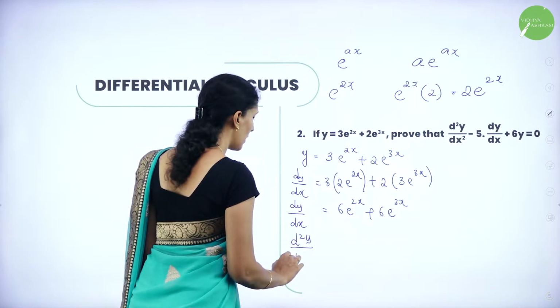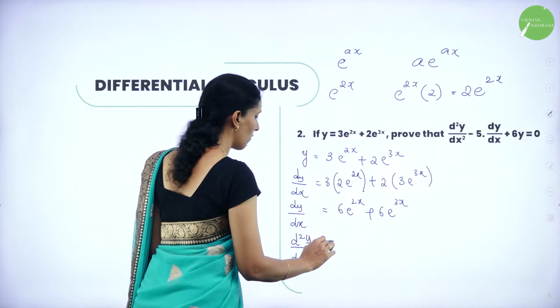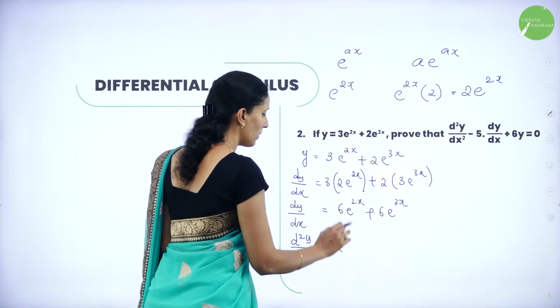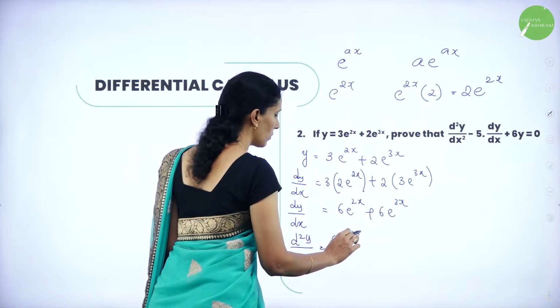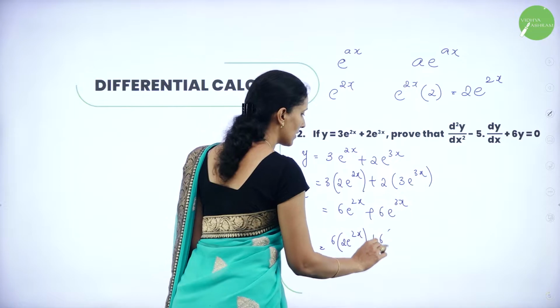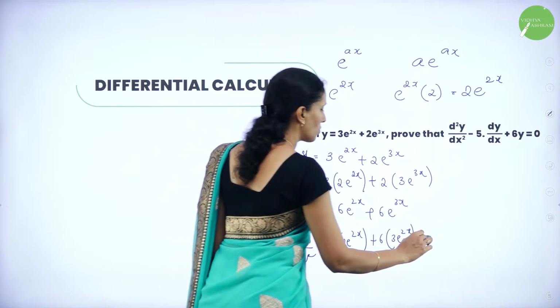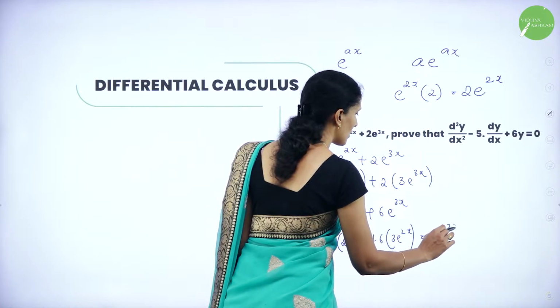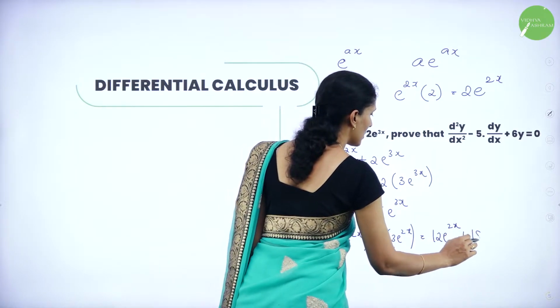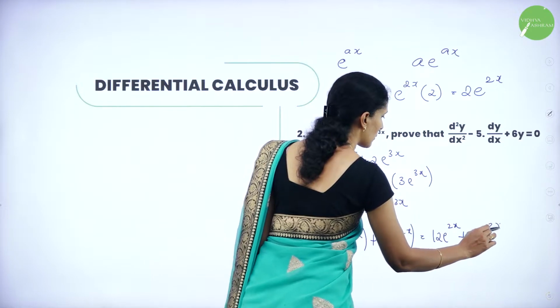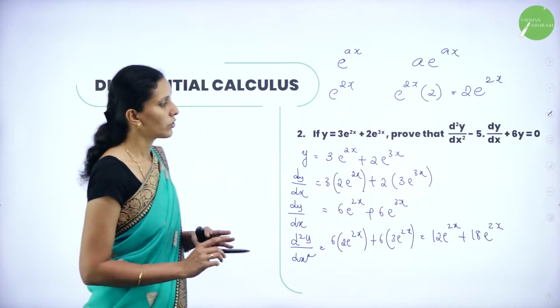d²y/dx² is equal to 6 into, again, e^(2x) is 2e^(2x), plus 6, 3e^(3x), which becomes 12e^(2x) plus 18e^(3x). So rearrange to get the equation.